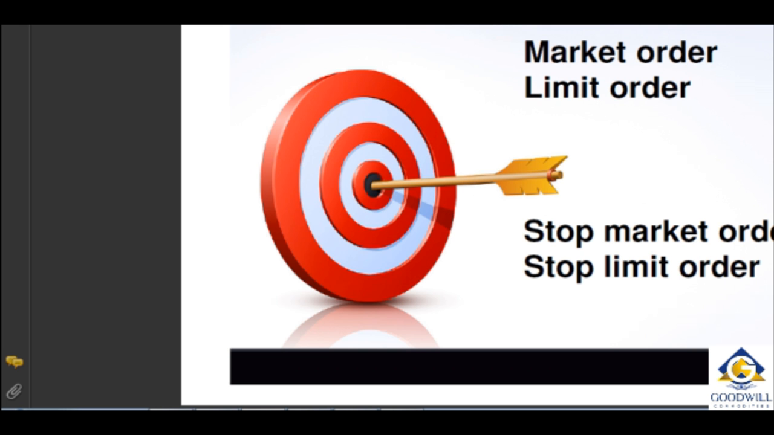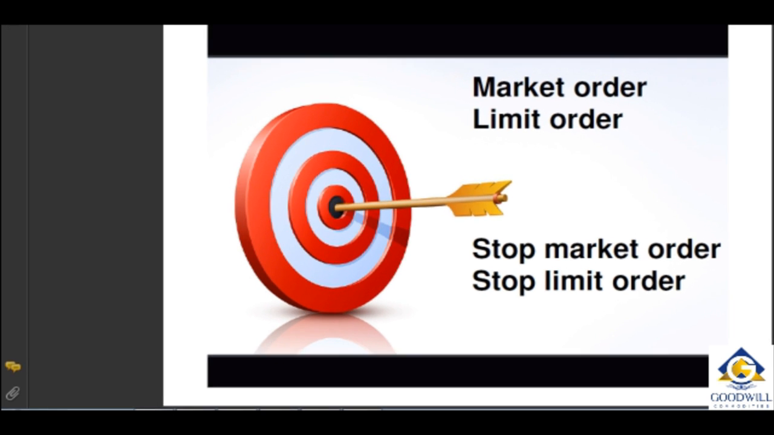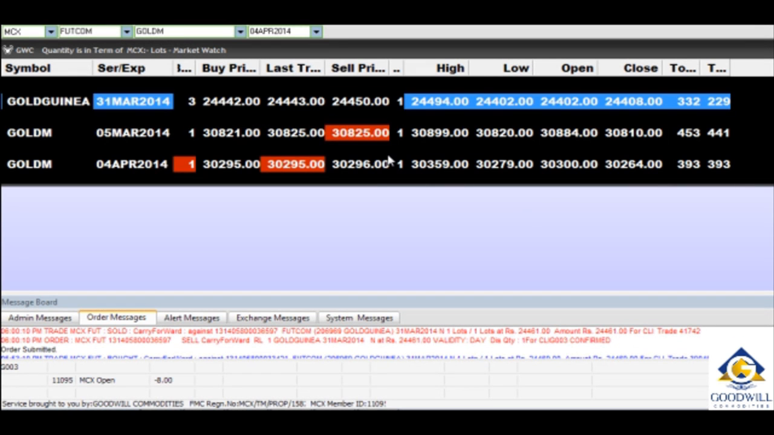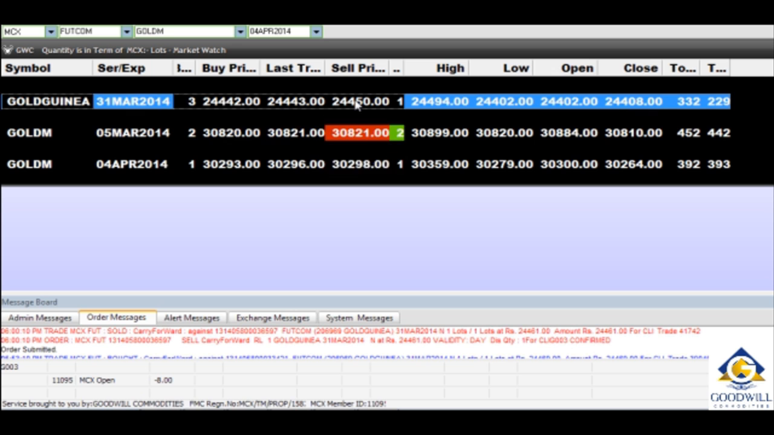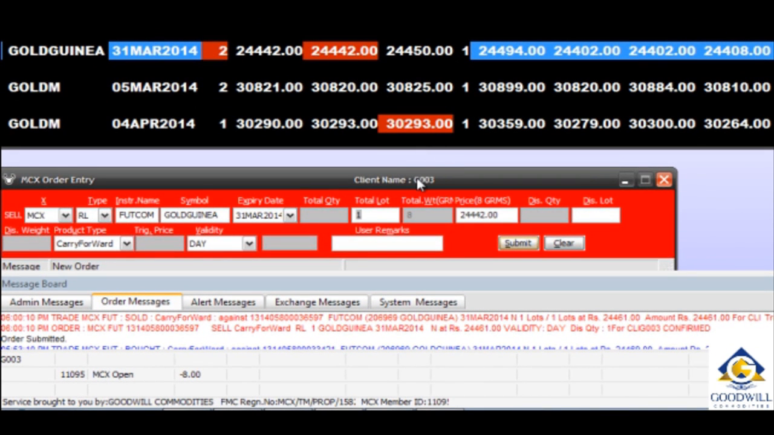Now we are going to see how a limit order works. I want to sell gold Guinea by placing a limit order. So what does that mean? I am pressing F2 to place a sell order.